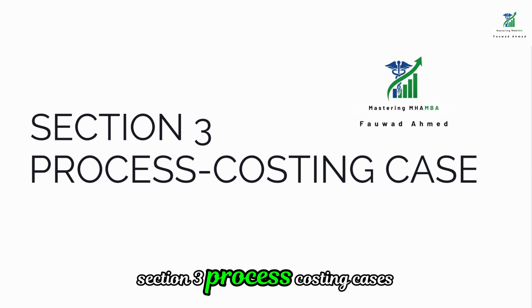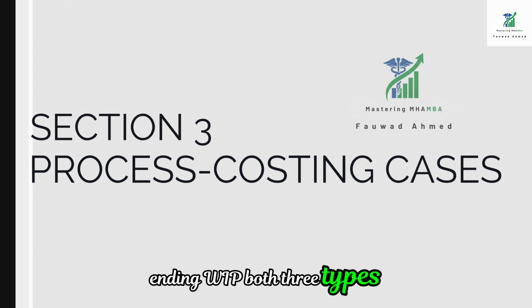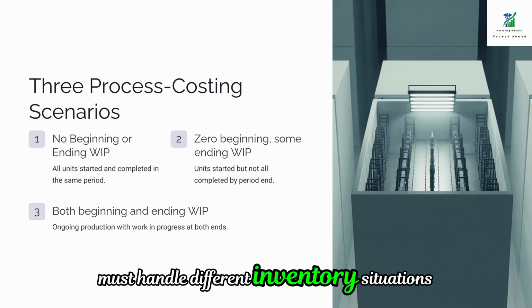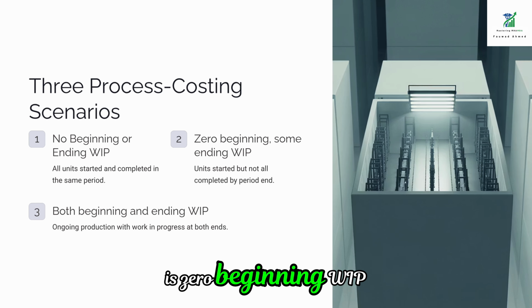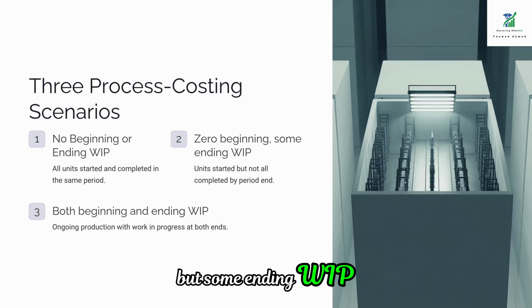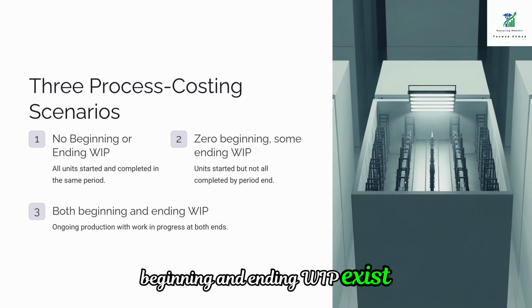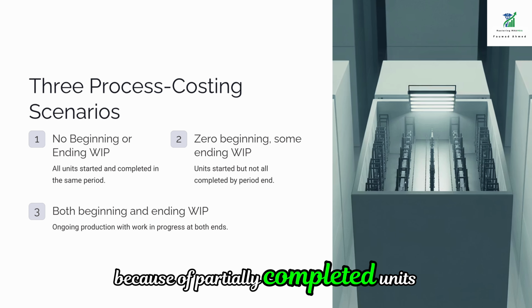Section 3, Process Costing Cases. No WIP, ending WIP, both: three types of process costing cases. Process costing must handle different inventory situations. Case 1 is when there is no beginning or ending work in process inventory. Case 2 is when there is zero beginning WIP but some ending WIP. Case 3 is when both beginning and ending WIP exist. Each case becomes more complex because of partially completed units.